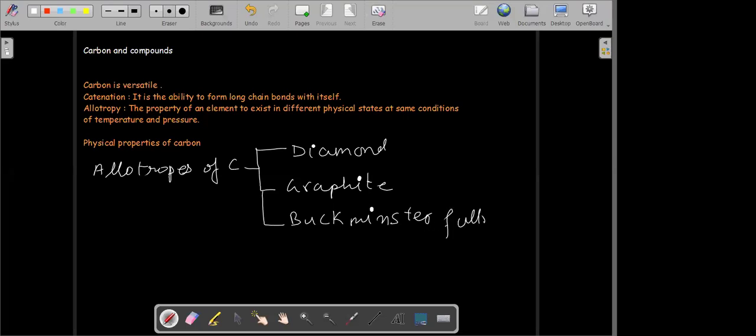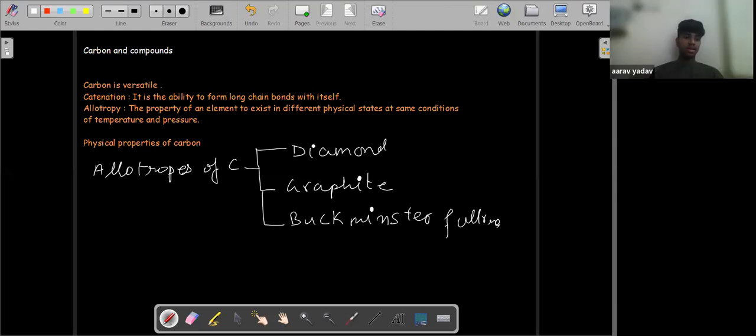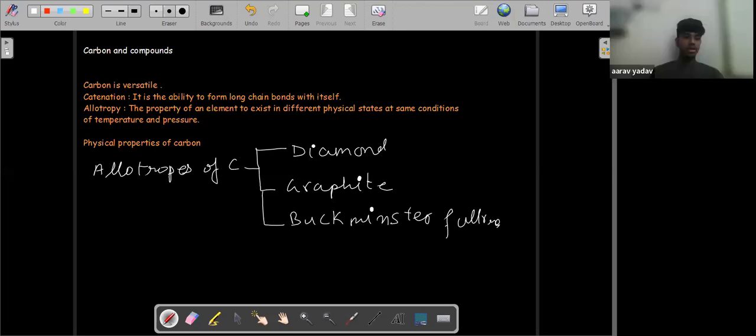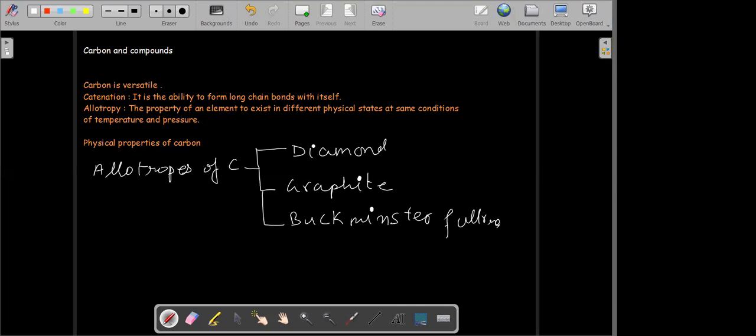And what is the difference in their properties? Arav, can you tell the difference between the properties of graphite and diamond? Sir, diamond is much harder than graphite. Very good. Any other? Graphite is a better conductor than diamond. Graphite is a good conductor of electricity, whereas diamond is not.